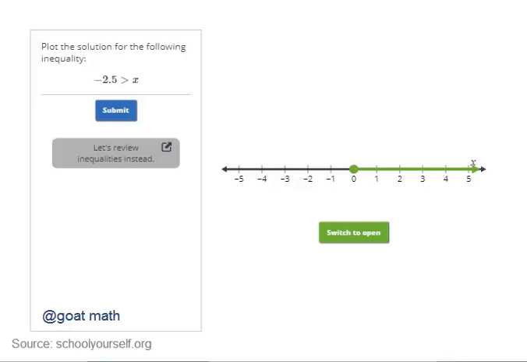To get started, why don't you plot the inequality -2.5 is greater than x on this number line over here. You can drag around the dot, you can drag the arrow to make it point left or right, and you can click this button to switch between an open and closed dot. And click over here if you'd like to review.